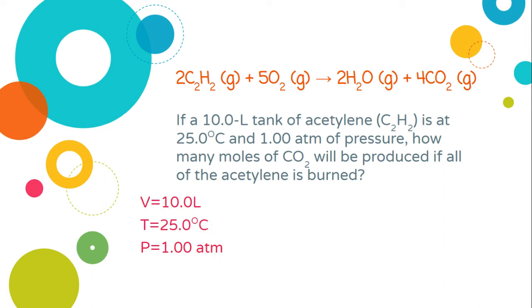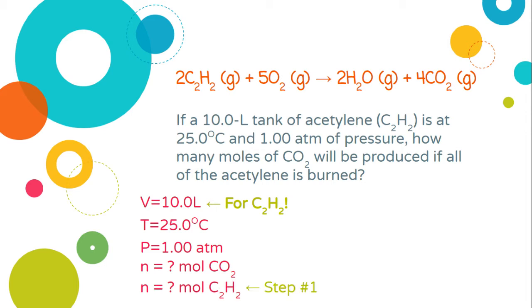So when we write down everything we know, we look at our problem. We have a volume of 10 liters, we have a temperature of 25 degrees Celsius, and we have a pressure of 1 atmosphere. So that's what we know. What we want to know is how many moles of carbon dioxide are going to be produced. Unfortunately, I can't go there from here because that 10 liters is for acetylene, not carbon dioxide. So I'm going to have to find out how many moles of acetylene I have. That's going to be step 1.